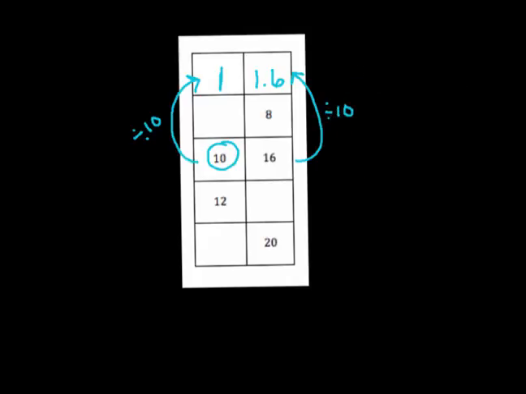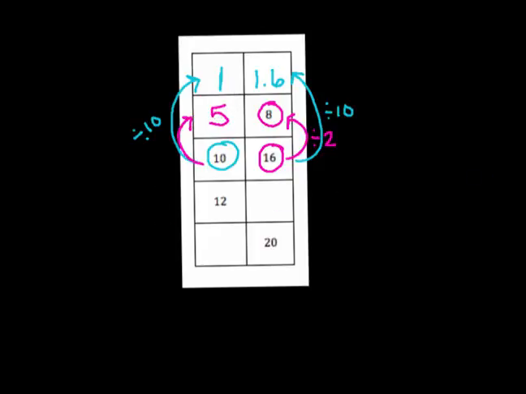Let's see, other things that would be easy to help fill in this table. I can see right here that 16 and 8 are both filled in. Well, I know that to turn a 16 into an 8, all I do is divide by 2. So, if I want to fill in this box, I'm going to divide 10 by 2, which would give me 5.